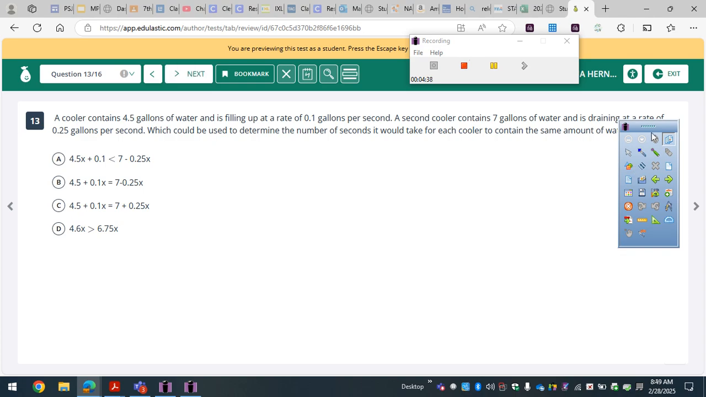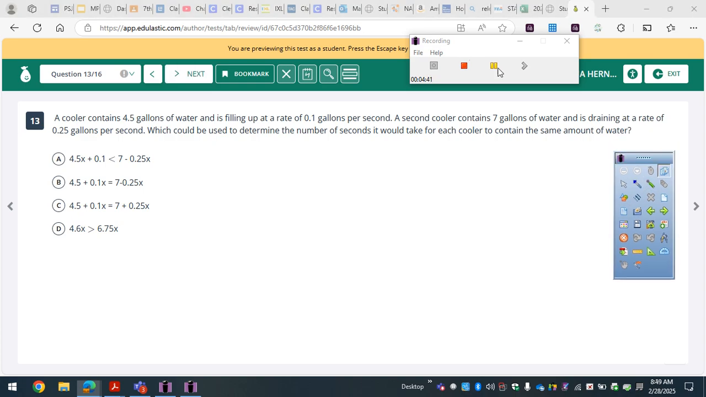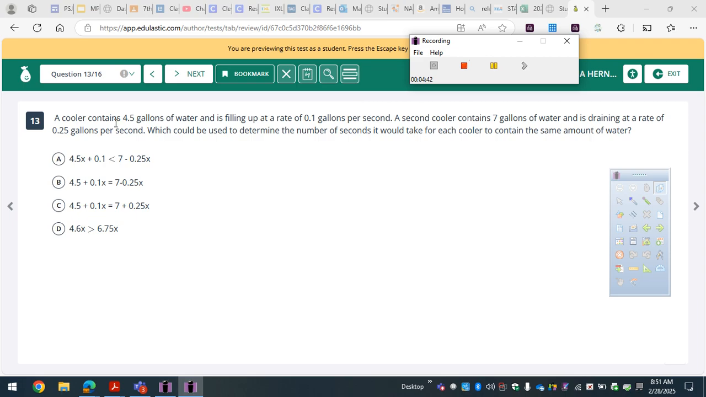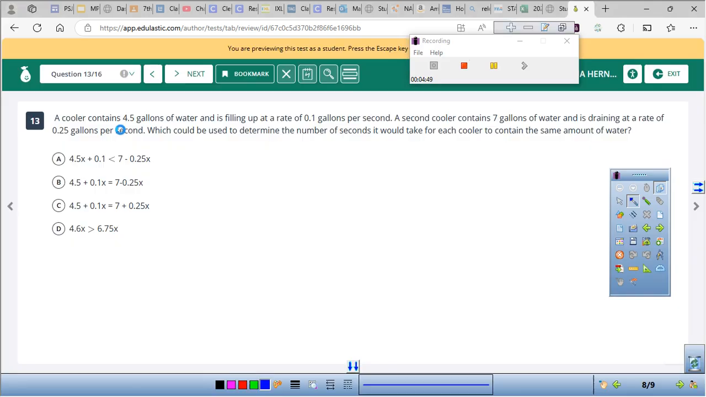Okay, same idea here. Hold on. A cooler contains 4.5 gallons of water and is filling up at a rate of that much. So it's starting off at that much, and it's filling up at that much per. So we're going to go 4.5 plus 0.1x gallons, whatever you want, like that.